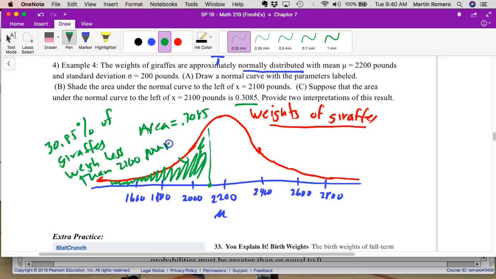That's what this area is. Another way would be to say, what's the probability that x is less than 2,100? What's the probability that a randomly selected giraffe will weigh less than 2,100 pounds? It's 0.3085, or 30.85%. That's it. We'll talk more about it.